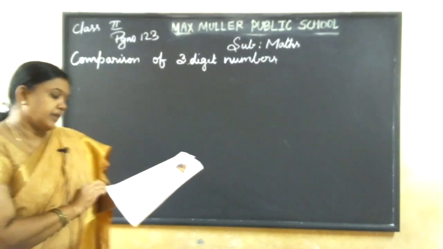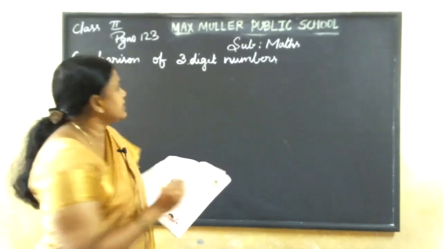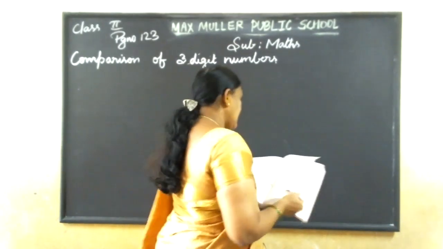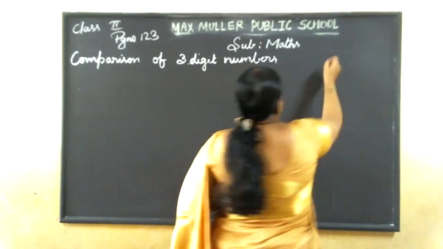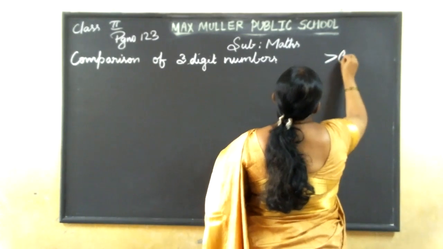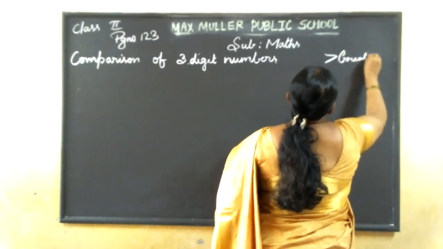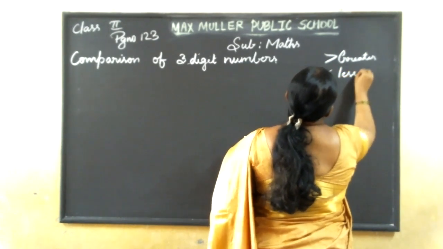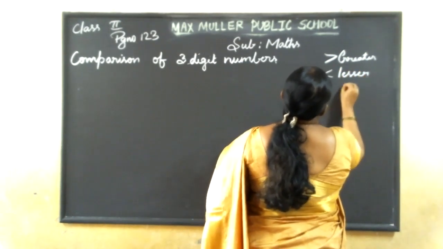See, if you want to compare 3-digit numbers, children, for this we will use the greater sign, lesser sign, and equal to sign. See, this is the greater sign, lesser sign, equal to sign.